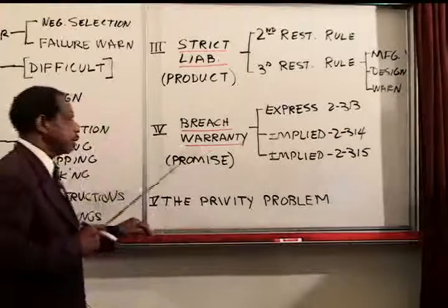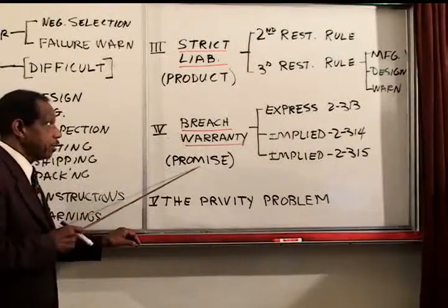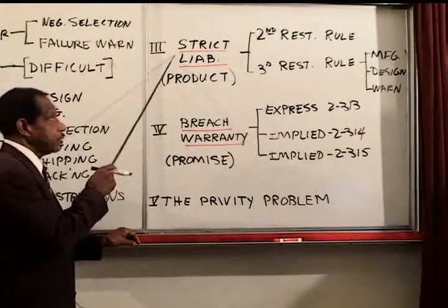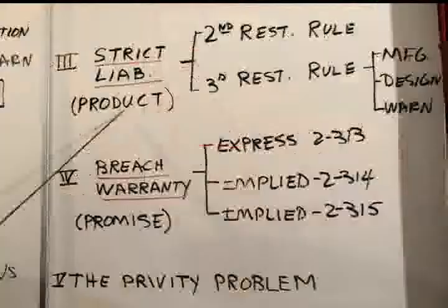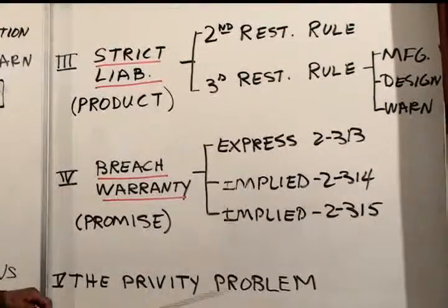And please notice that in breach of warranty, the suit is based on a promise. See, in strict liability, the suit is based on the product being defective. In breach of warranty, it's based on a promise that's been made. And in the case of negligence, it's based on conduct of the person, all three of those suits.